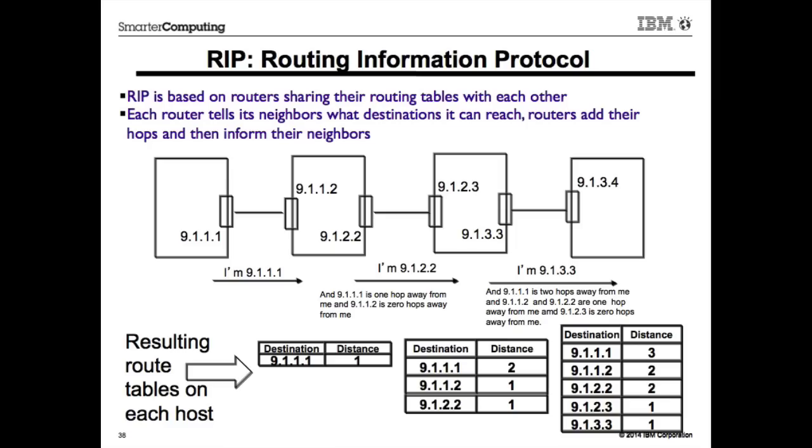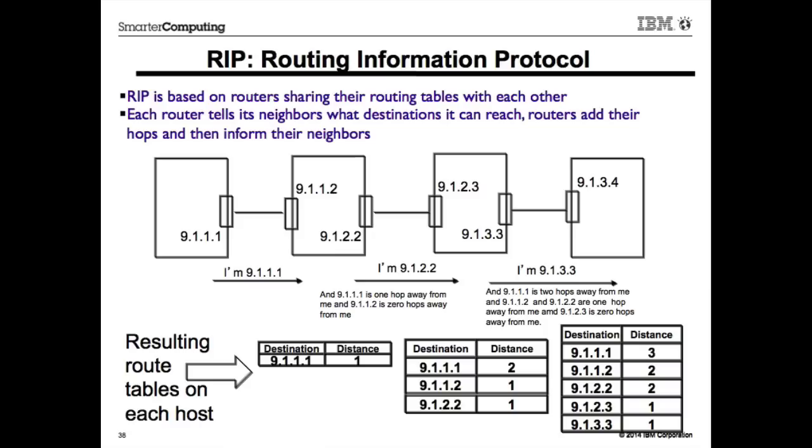The next routing protocol that we support is RIP, or Routing Information Protocol. And at its most basic level, RIP is based on routers sharing their routing tables with each other. So each router tells its neighbors what destinations it can reach, and routers add their hops and inform their neighbors. So for example, on this slide, I have the router on the far left, who's 9.1.1.1. He sends a message to his neighbors saying, my IP address is 9.1.1.1. So the second router adds to its routing table that I can reach 9.1.1.1 with a distance of 1.